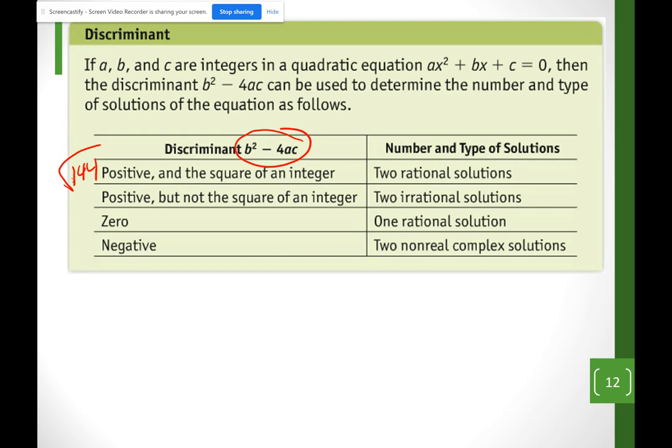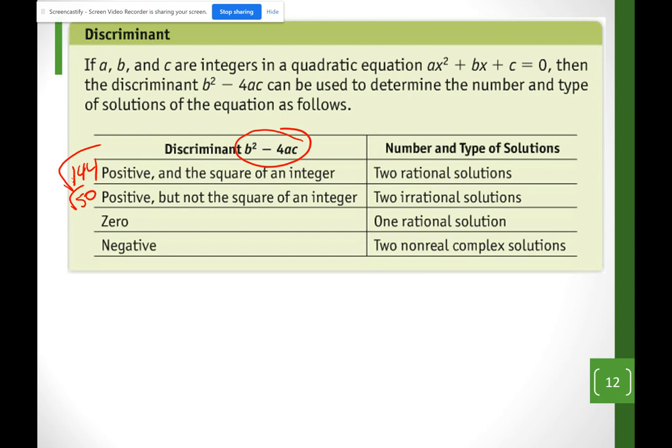Now, if my discriminant is still positive, but not the square root of an integer, I'm thinking of 50. That's not a perfect square, but it's still positive. I cannot get the square root of 50, but at least I can simplify the radical. My answer will be two irrational solutions. What I mean with that is that I'm going to have two answers, and there's a radical sign in it.